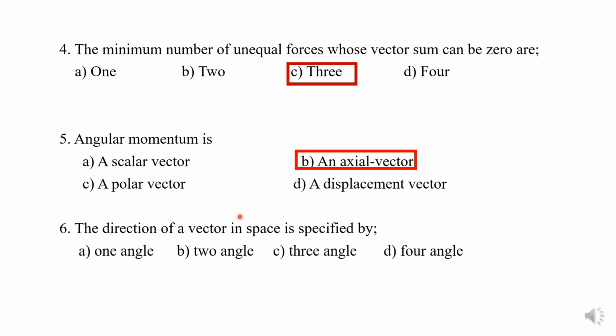MCQ number 6 was stated that the direction of a vector in space is specified by, यानी एक वेक्टर की डायरेक्शन स्पेस में कितने एंगल से हम स्पेसिफाई कर सकते हैं. By 3 angles, x, y and z.